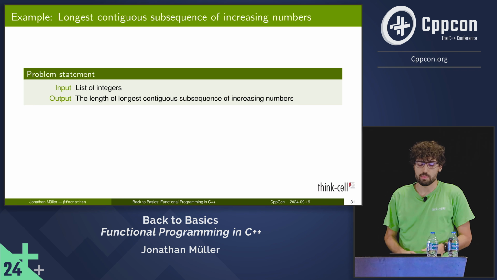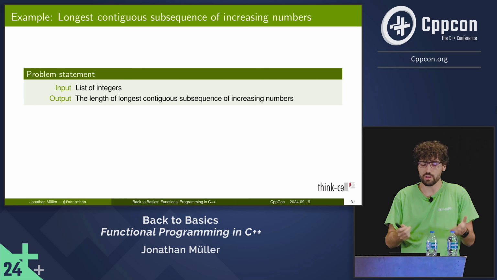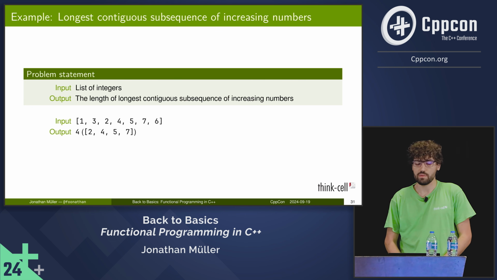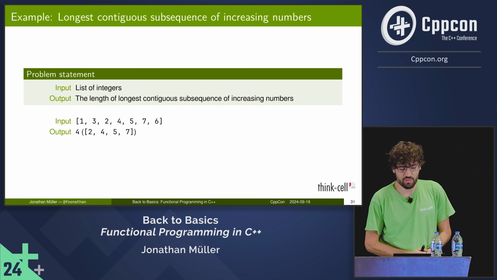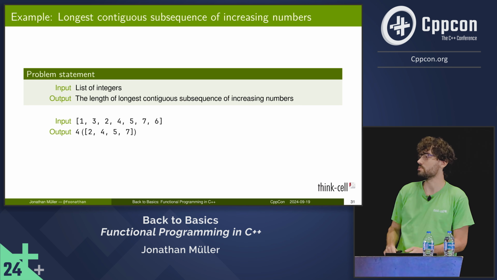Okay, so another problem. We have a list of integers, and we want to find the length of the longest contiguous subsequence of increasing numbers. So if this is our list of integers, the output would be 4, because 2, 4, 5, 7 is the longest subsequence of numbers that are only increasing.